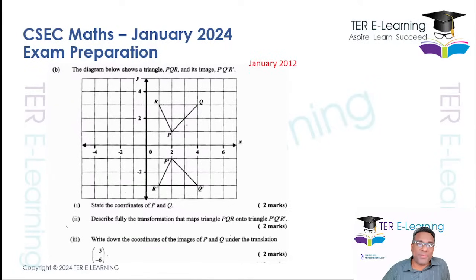Now here's what we have here. The diagram shows PQR and P prime, Q prime, R prime, right? And they said state the coordinates of P and Q. Well, this is easy stuff, right? Could you all put in the chat for me what are the coordinates of P and what are the coordinates of Q? Easy marks. If you get this in the exam, that's the jump for joy.